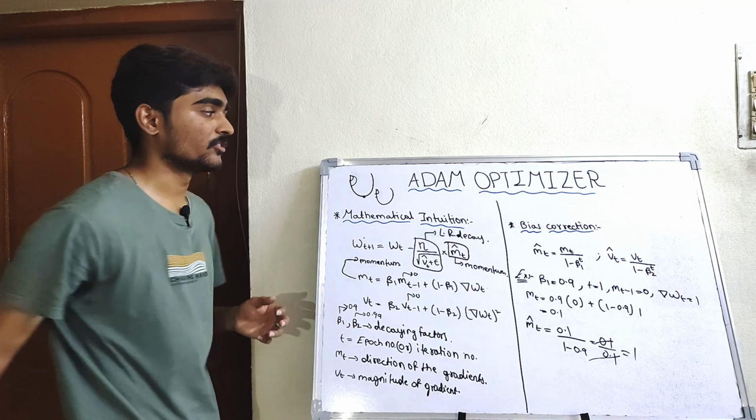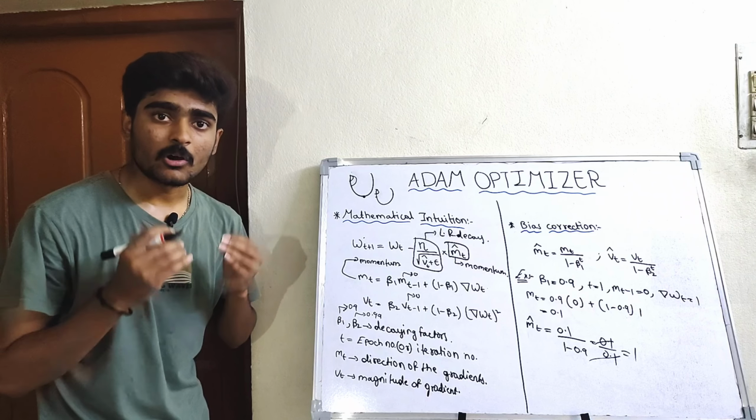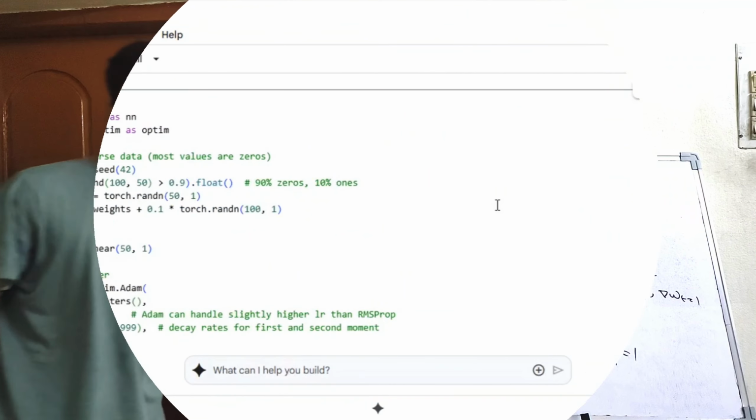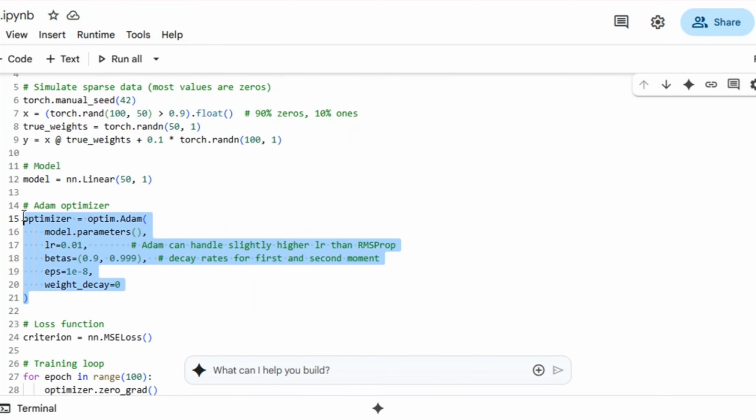This is the entire mathematics behind the Adam optimizer. In the next section, we'll be applying this Adam optimizer on a sparse dataset. Let us implement our Adam optimizer on a sparse dataset. First, I am importing the basic necessary libraries, and then I am generating my sparse dataset. This code generates my sparse dataset, here I am doing model building, and here I am implementing my Adam optimizer. optimizer equal to optim.Adam implements the Adam optimizer in our model.